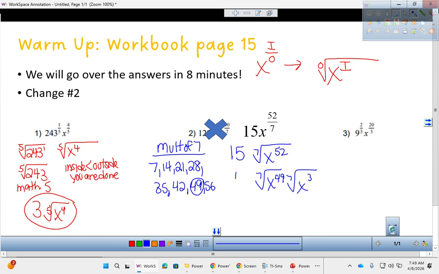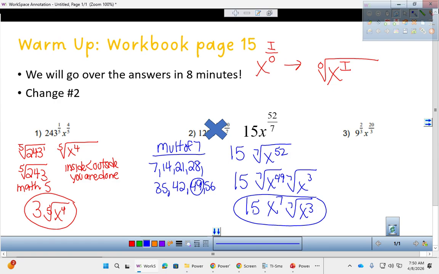Again, all the while, this 15 is just coming along for the ride. It didn't have its own exponent, so I can't do anything with it. All right? 49 goes into 7. 49 divided by 7 is 7. You just can't forget that there's still an x there, so that's x to the 7. And when the inside is smaller than the outside, then that part of the problem is done. And then again, the 15 is just coming along. This is radical form for number 2.